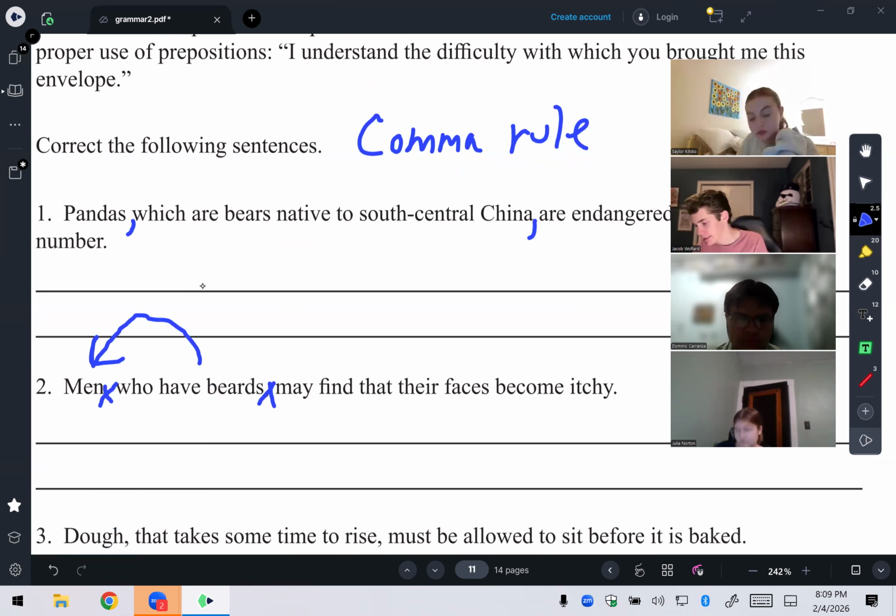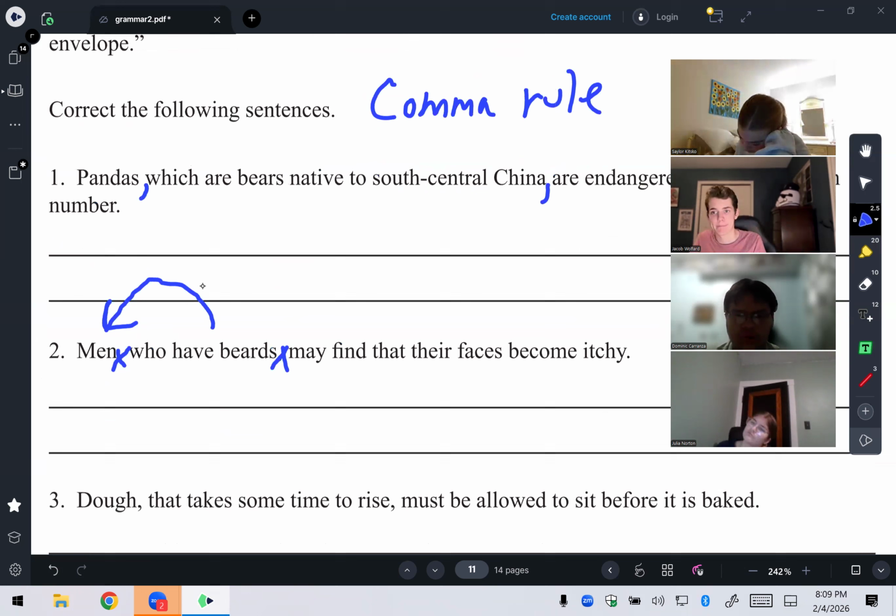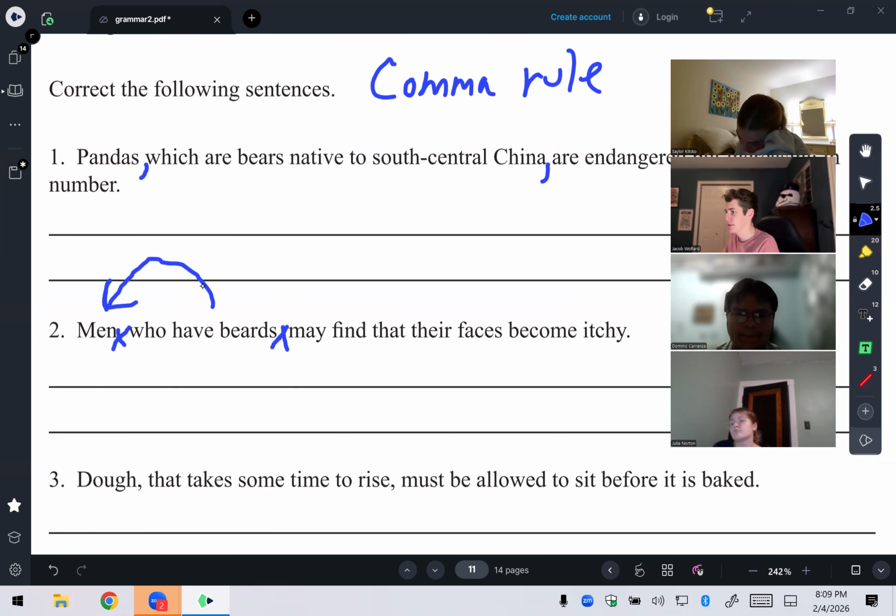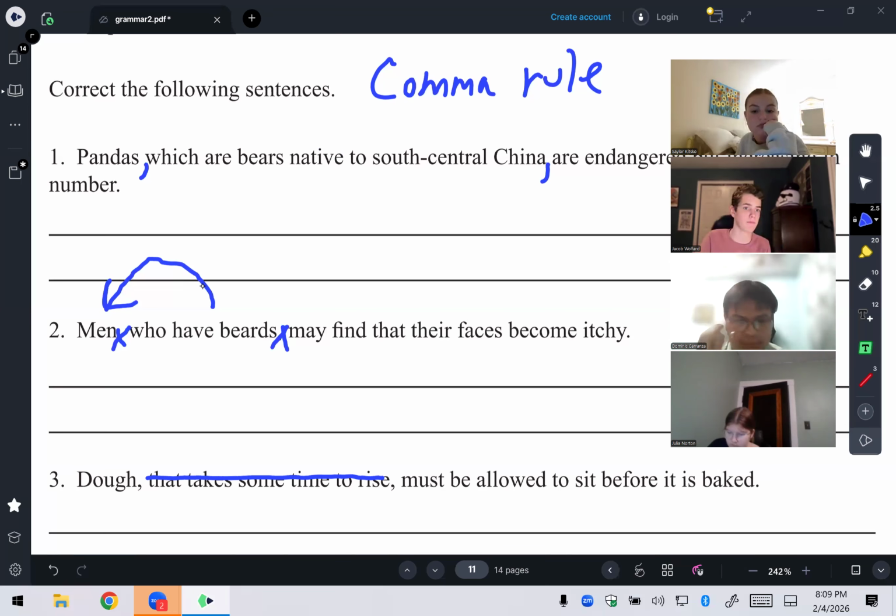Dough that takes some time to rise must be allowed to sit before it is baked. So you could realize, if you were savvy, that the relative pronoun that never takes a comma. It's only used with restrictive clauses. Or we could scoop out the clause. Dough must, and let's see if we've lost meaning. Dough must be allowed to sit before it is baked.